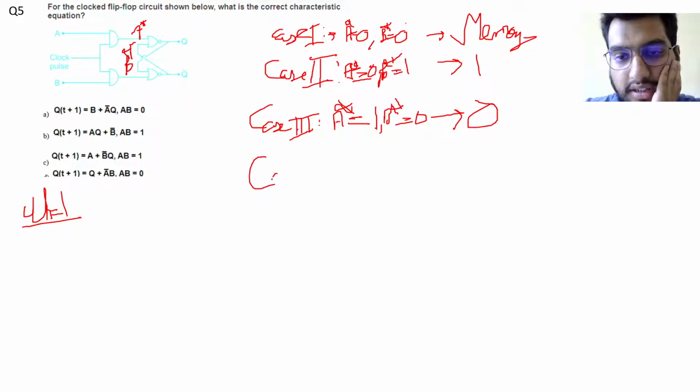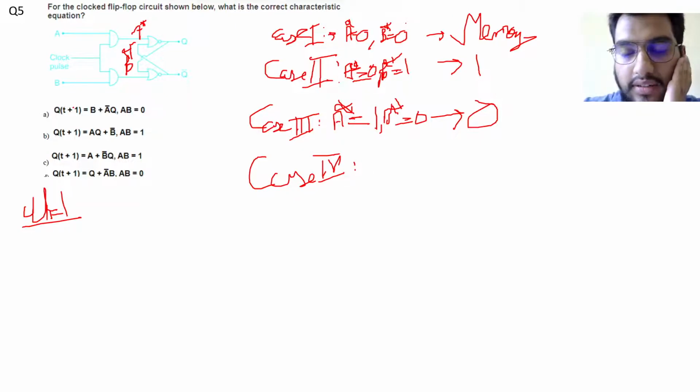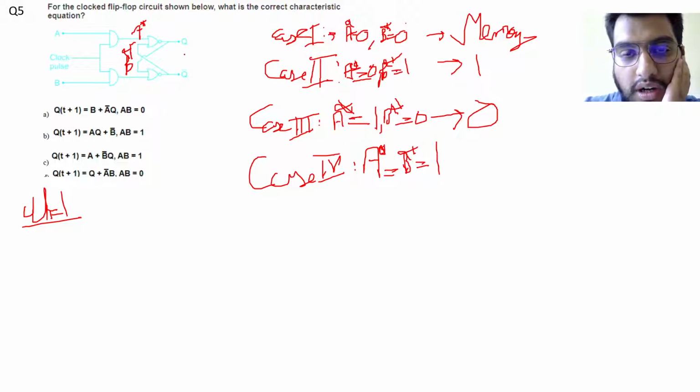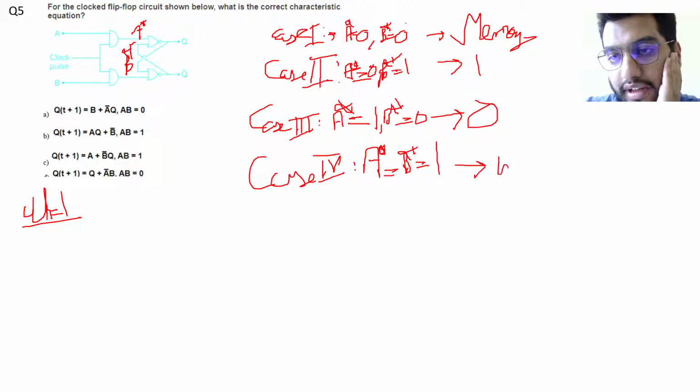Now the final case, this is an interesting case. Case 4, when A is equal to 1 and B is equal to 1. We are considering clock equal to 1. Have that in mind. So A equal to 1 and B equal to 1, we have A star equal to 1 and B star equal to 1. When the inputs to the NOR gates are equal to 1, the output is always equal to 0. So both outputs Q and Q bar will be equal to 0, and this is our invalid case.